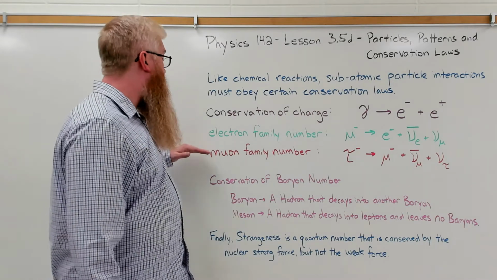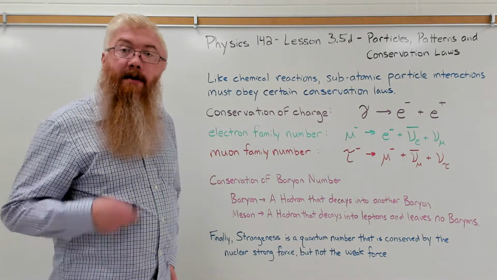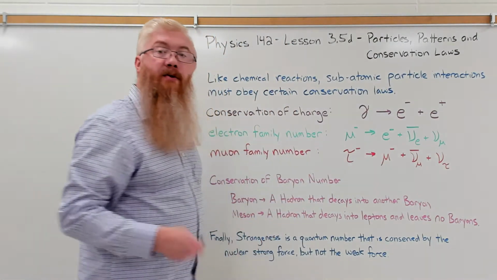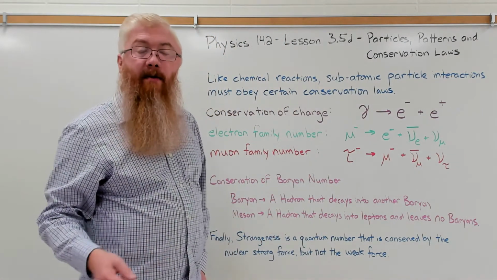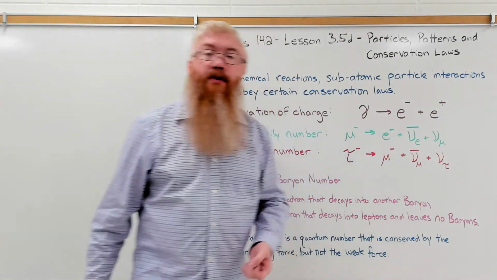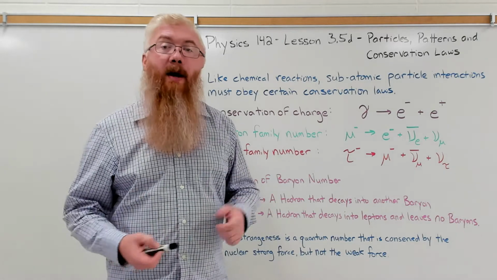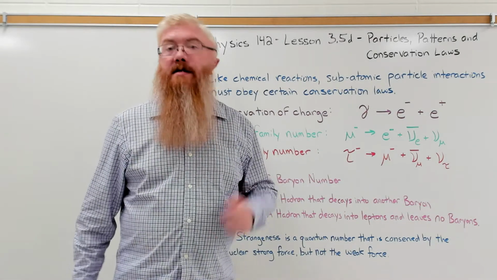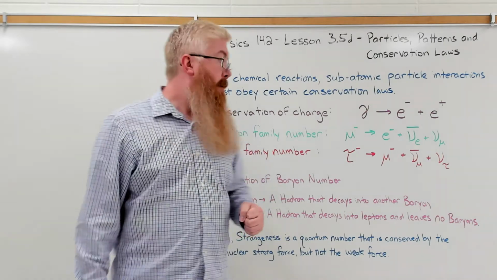Like electron family numbers, there's a thing called a muon family number. If you are a muon or a muon neutrino, you have a muon family number of plus 1. If you are an anti-muon or an anti-muon neutrino, you have a muon family number of minus 1. Things that aren't muons don't have a muon family number.